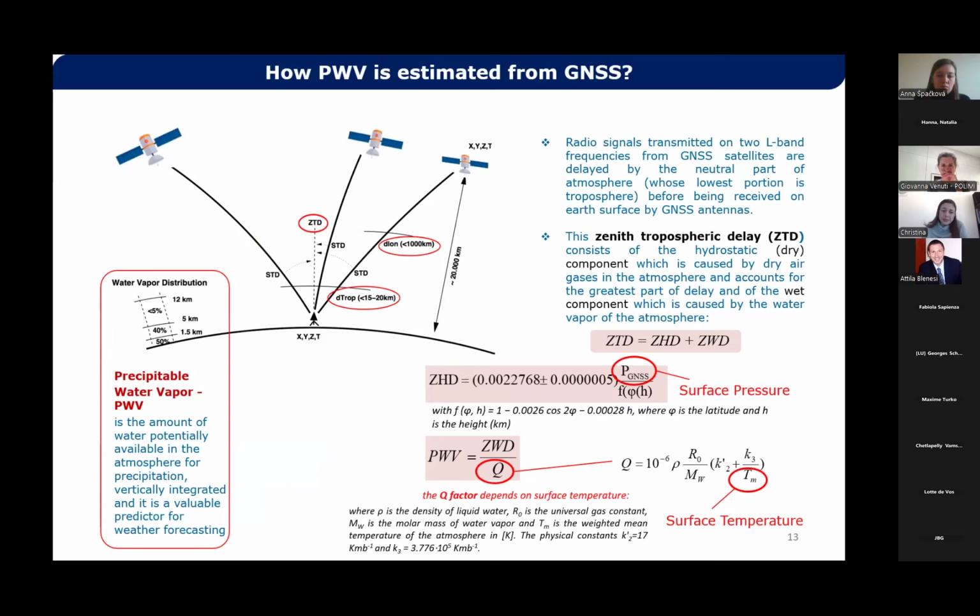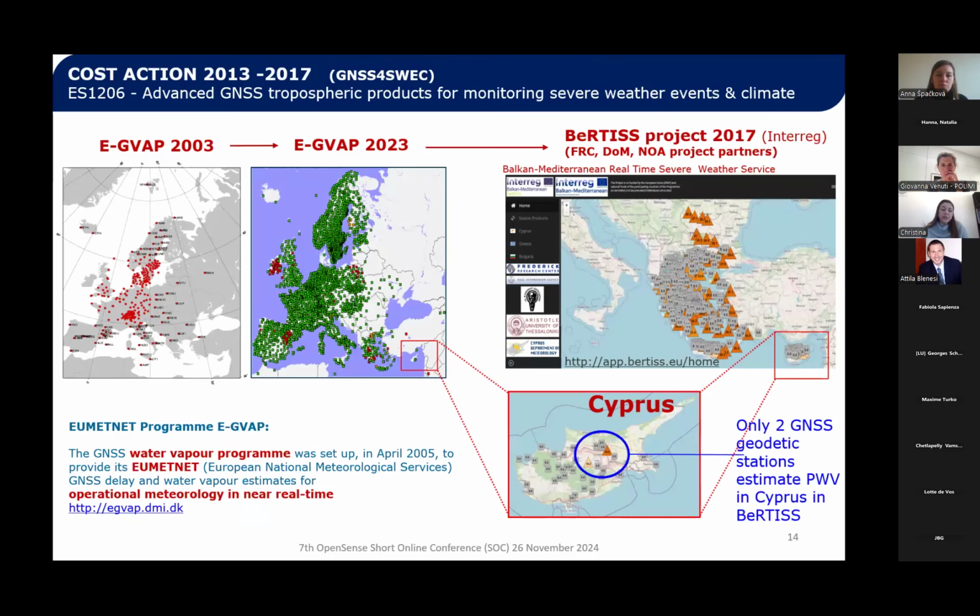Water vapor, as explained by Giovanna, is estimated by exploiting the tropospheric delay of the signals coming from the GNSS satellites to the ground. The first initial effort to exploit water vapor from GNSS geodetic receivers was initiated approximately 20 years ago by the EUMETNET program and through this COST action. As you can see here, within 20 years, the network of GNSS receivers has increased a lot, but there is a gap in the eastern part of the European Union.